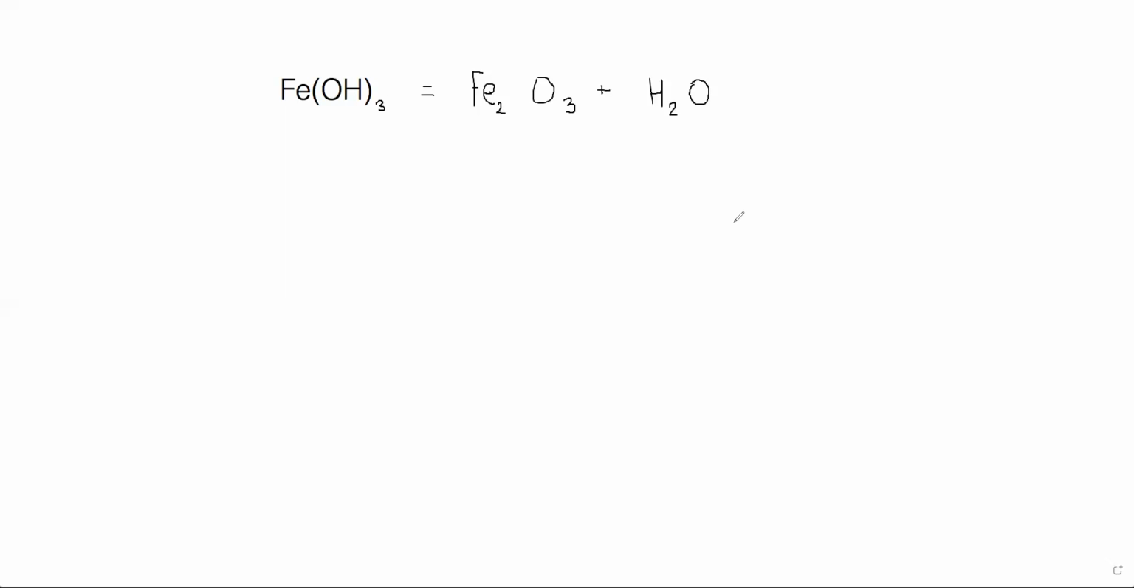And I don't think we even really need to balance things. I think they just want us to predict the products and then name the reaction type. So these would be the products. We have iron 3 oxide and we have water. And the type of reaction this is would be decomposition.